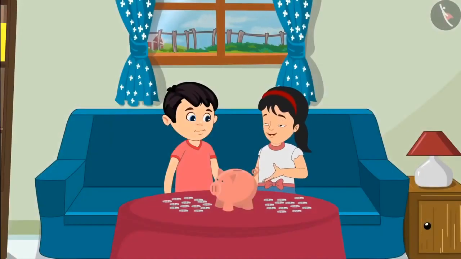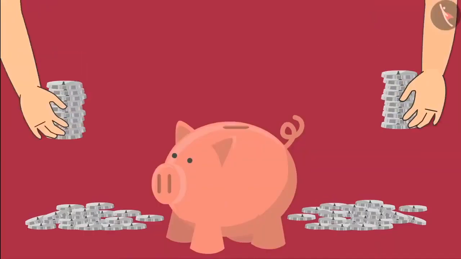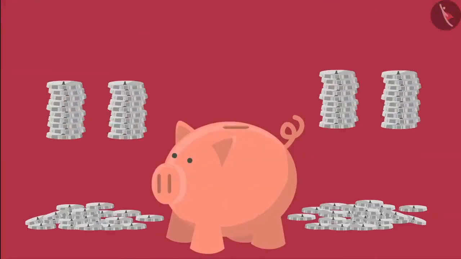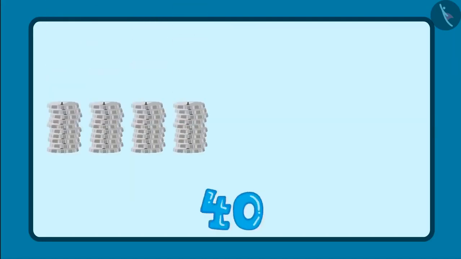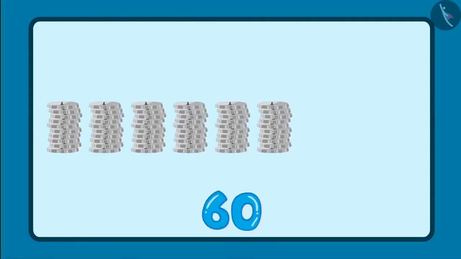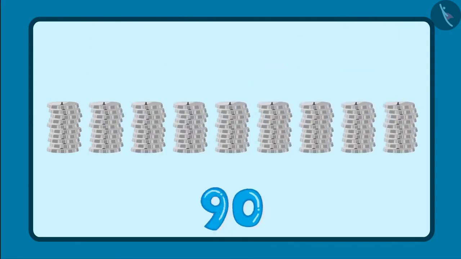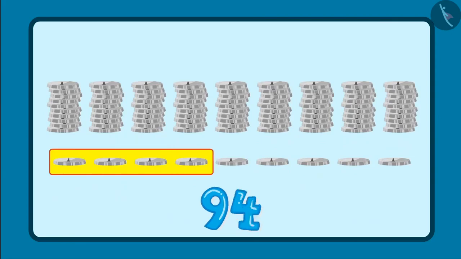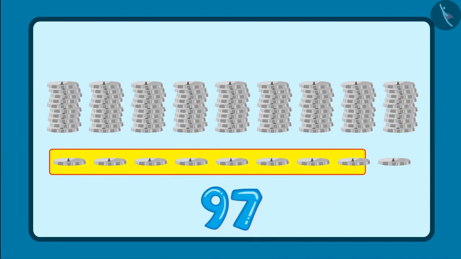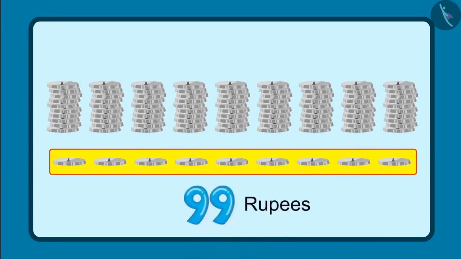Chotu, let's count all these coins by making groups of 10 each. So these are 10, 20, 30, 40, 50, 60, 70, 80, and 90. And along with that, there are 91, 92, 93, 94, 95, 96, 97, 98, and 99. This means we have 99 rupees in total.